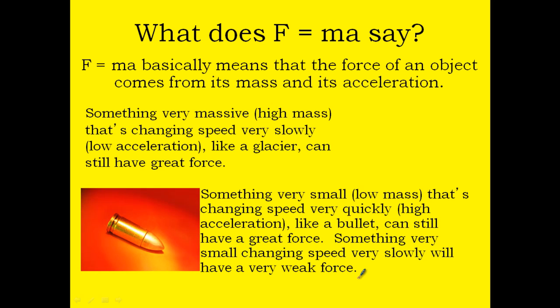So something very small with a low mass that's changing speed very quickly, a high acceleration, like a bullet, can still have a great force because it has such a big acceleration. But if it's something very small, changing speed very slowly, it's going to have a really weak force. Like if I just threw that bullet at you, it's not going to hurt as much as if I shot it at you, because it has less acceleration if I just throw it with my hands.